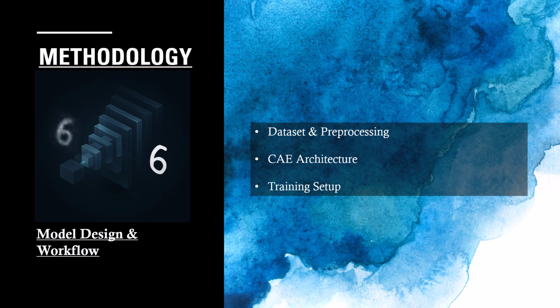Then the training setup for this project. For the training, I considered the binary cross entropy loss function and tried to minimize it. I also used Adam optimizer for the training. There were also additional metrics that I calculated, for example, peak signal to noise ratio or structural similarity index, which we'll talk about later in detail.